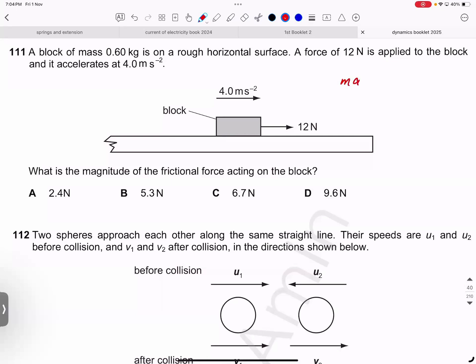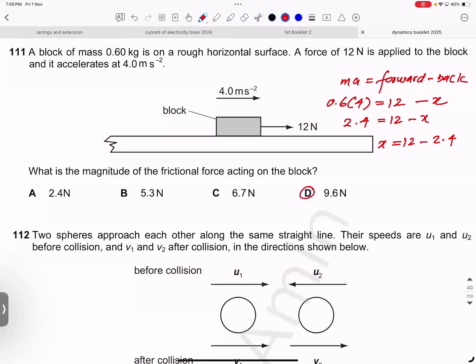We say ma is equal to forward force minus backward force. Mass is 0.6, acceleration is 4, so ma is 2.4. Forward force is 12, backward we don't know. So 2.4 is 12 minus x, x is 12 minus 2.4, which is 9.6.